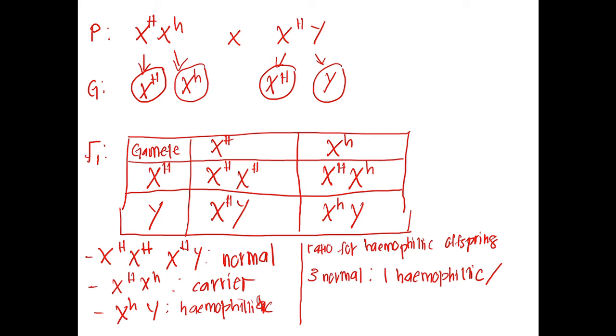Okay, and based on the answer scheme, there is one more way. That is you write down carrier. So you have 2 normal, 1 carrier, 1 hemophilic. So both are acceptable, either one.